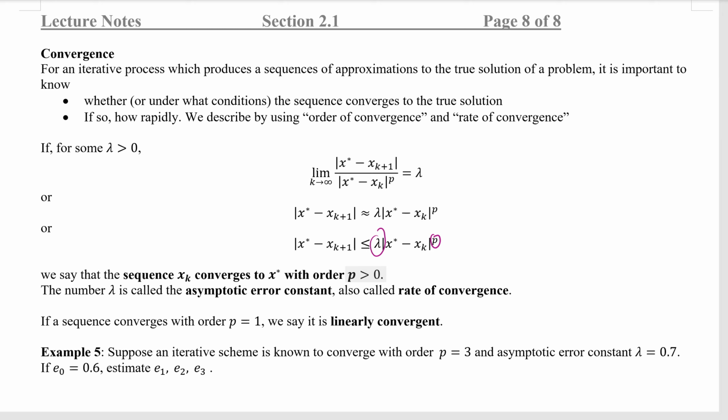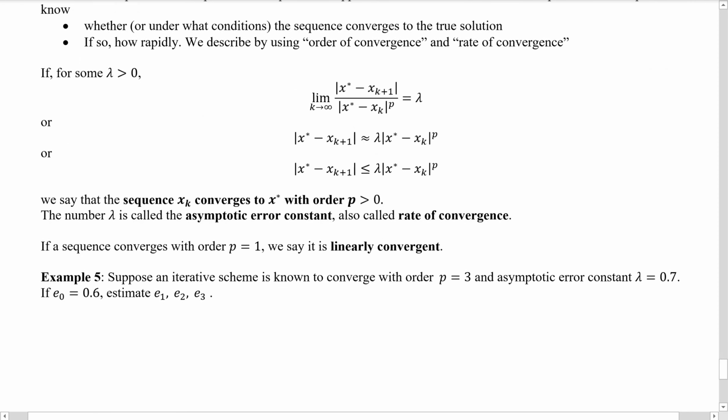In general, the order of convergence is dominant over the rate of convergence. So we first look at the order. If the order is bigger, then the convergence is faster. And then if they have the same order, then you look at the rate of convergence. If lambda is smaller, then it converges faster, because it's talking about the error bound, right?